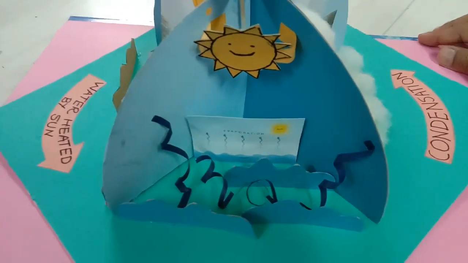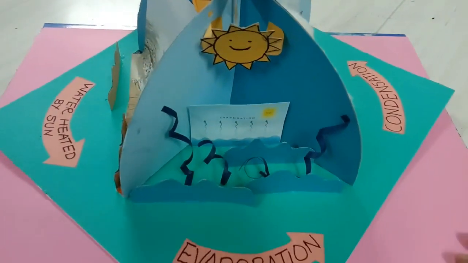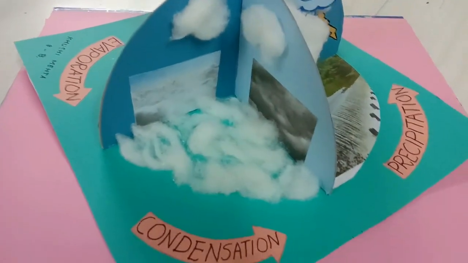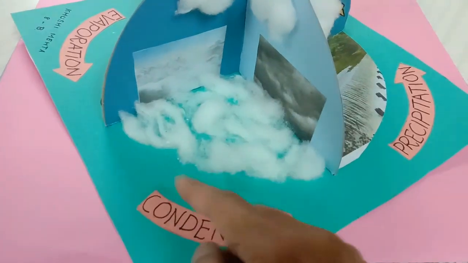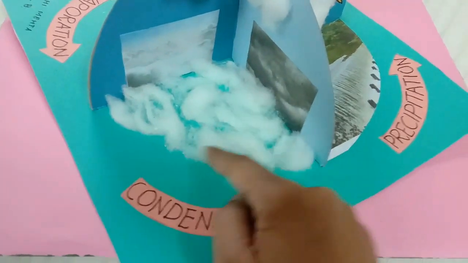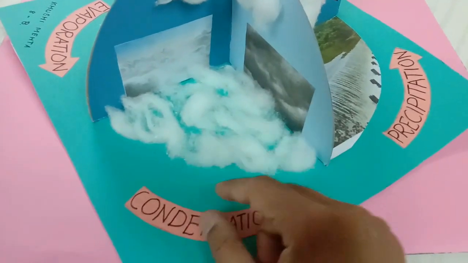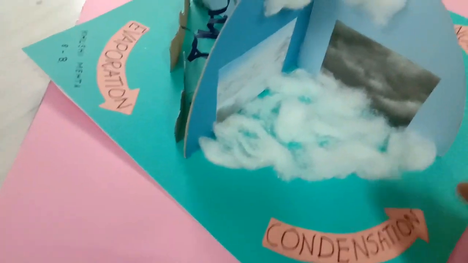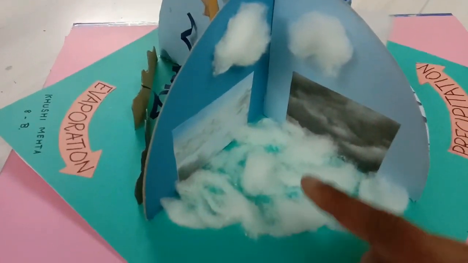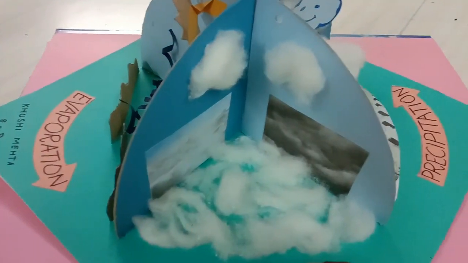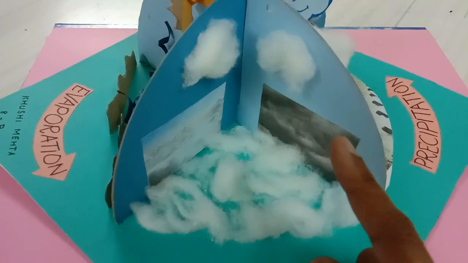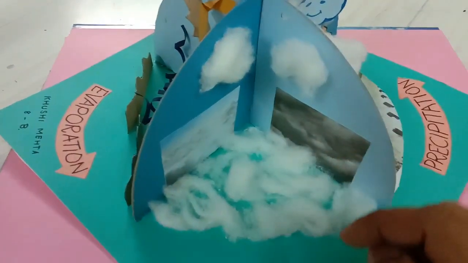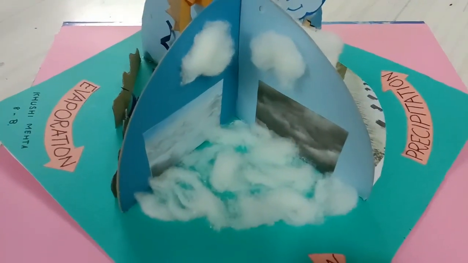The next process is the cloud formation, which we call condensation. In this process the clouds are formed. So basically she's trying to say that the clouds are shown by this cotton. These are pieces of cotton, stuck with the help of Fevicol. You can use glue also. And finally the clouds are formed very high above the ground, and they contain water vapor as well, right? Because in condensation the water vapor condenses to form water droplets inside the cloud.